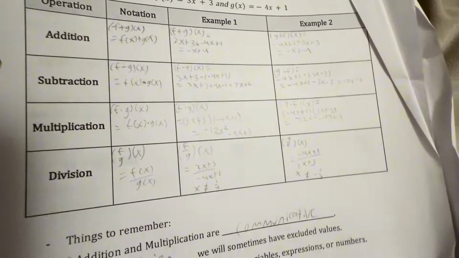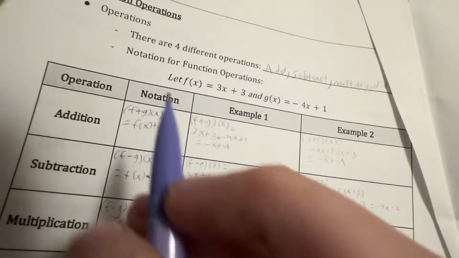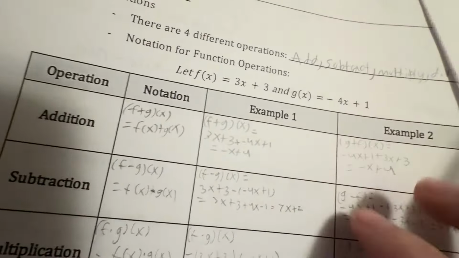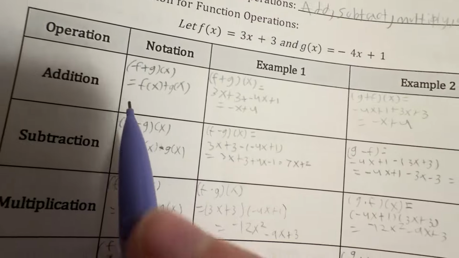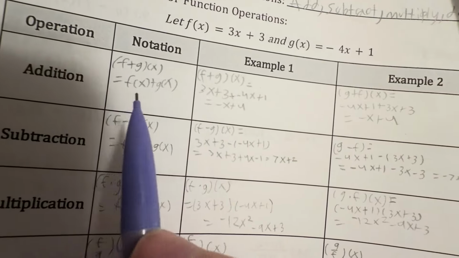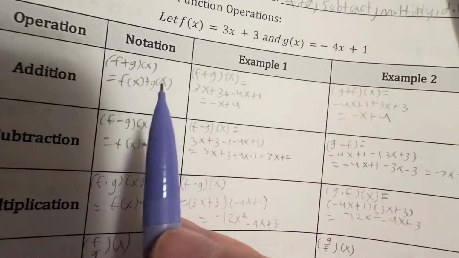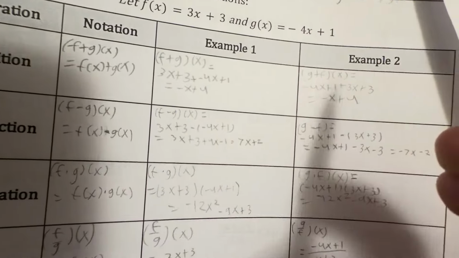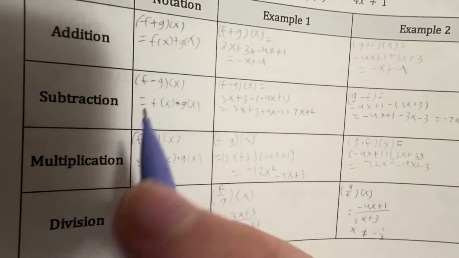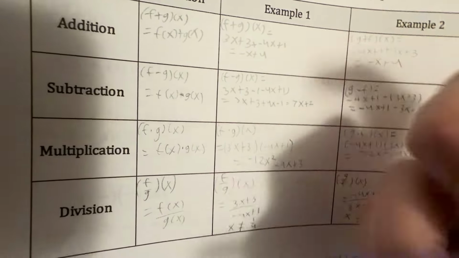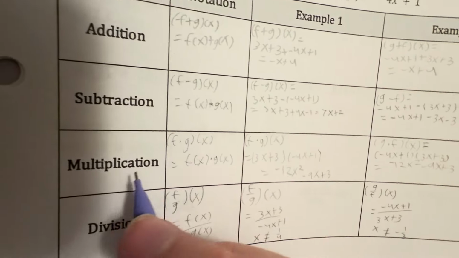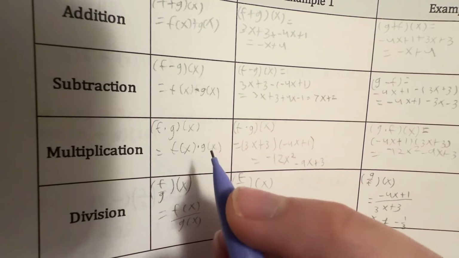I was also absent for this lesson, but again, I filled out my notes using what was online. So, function operations. There are 4 different operations: add, subtract, multiply, divide. For addition, it's f of x plus g of x. And subtraction is f of x minus g of x. And the orders can be switched, by the way.